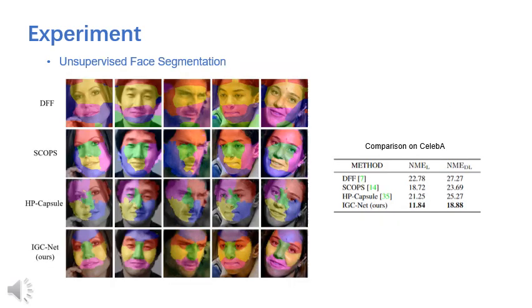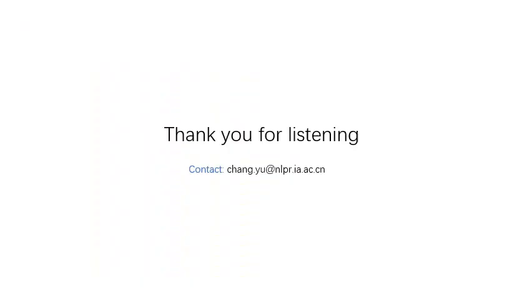To execute the quantitative and qualitative evaluation, we compare IGCNet with other unsupervised segmentation methods. The quantitative and qualitative comparisons validate that our method outperforms other methods with better semantic consistency. That's all for the report.